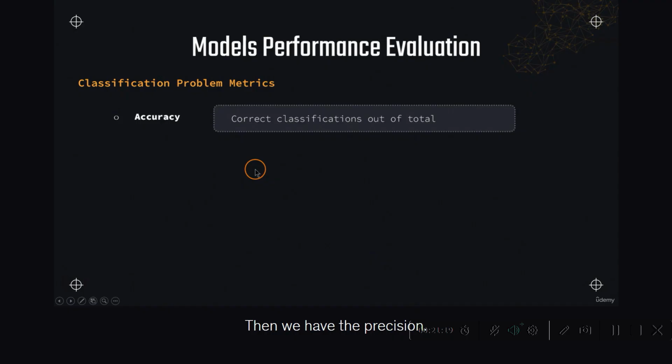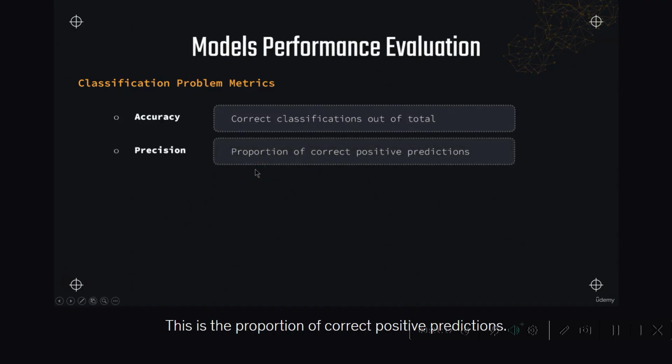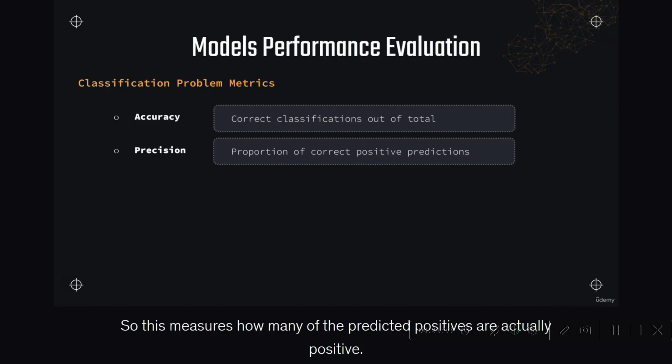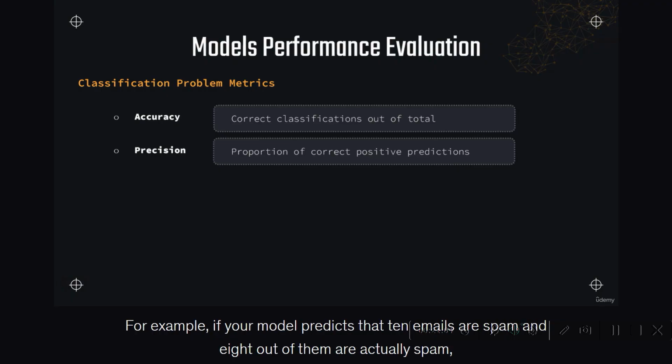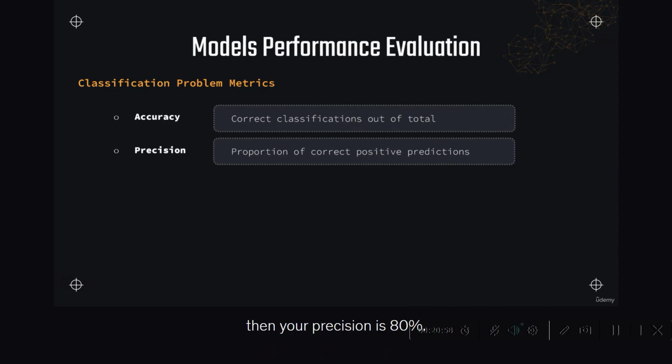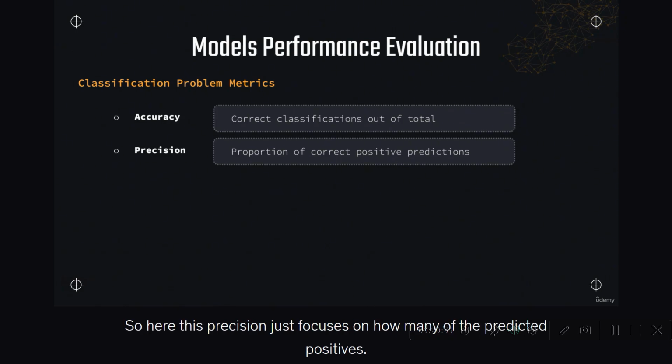Then we have the precision. This is the proportion of correct positive predictions. So this measures how many of the predicted positives are actually positive. In some cases, this might also be an important thing to look at. For example, if your model predicts that 10 emails are spam and 8 of them are actually spam, then your precision is 80%. So precision just focuses on how many of the predicted positives, in this case the spams, were actually correct.